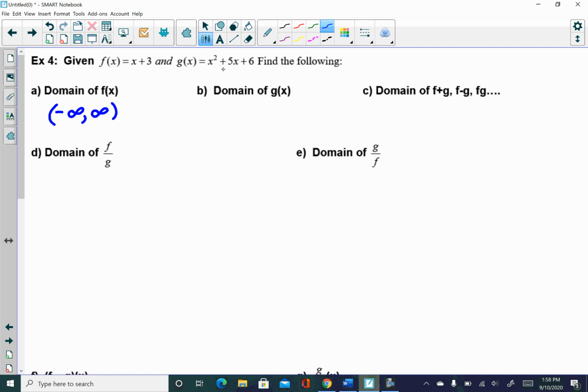G of x, a parabola, this time facing upward, so that means it's going up and to the left and up and to the right forever. So it's also negative infinity to positive infinity.